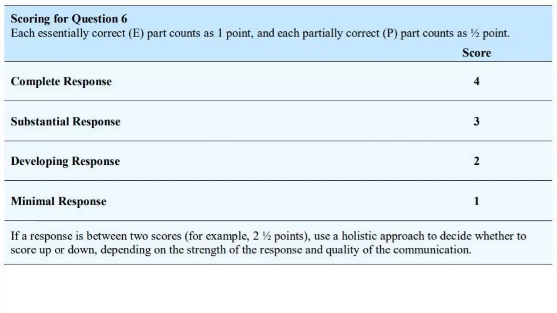Every section, every E is worth 1 because we are scoring this in 4 sections. Every E is worth 1. Every P is worth a half. If you end up with a score like a 1.5 or a 2.5, round down.